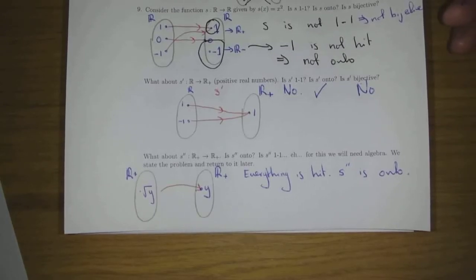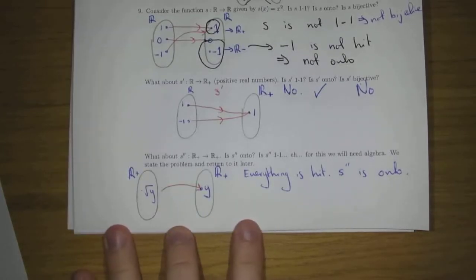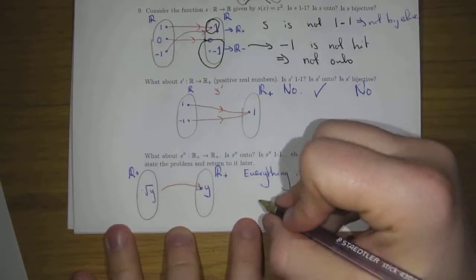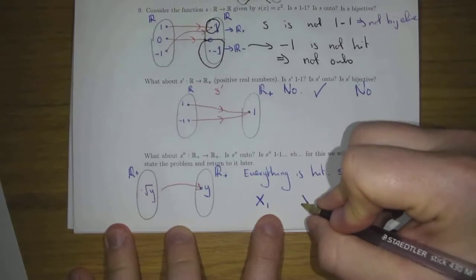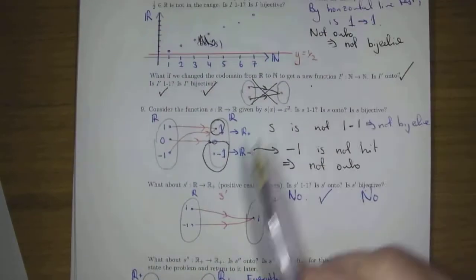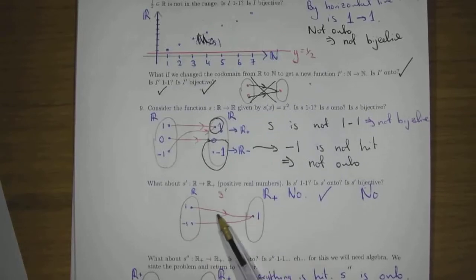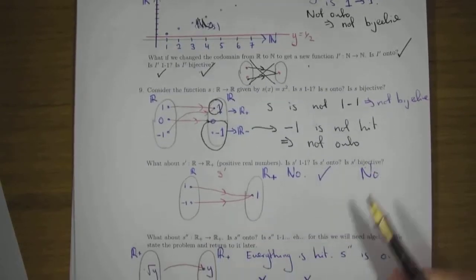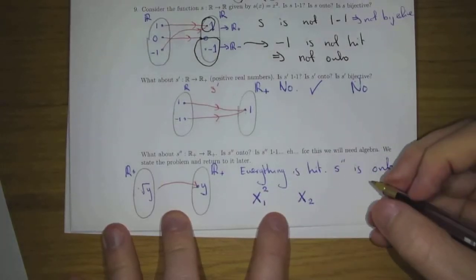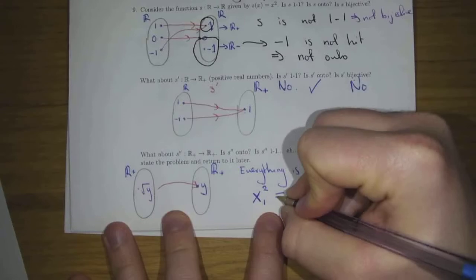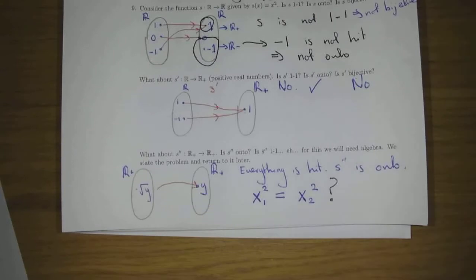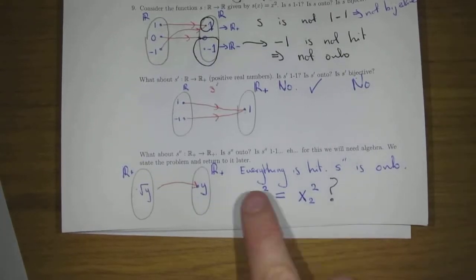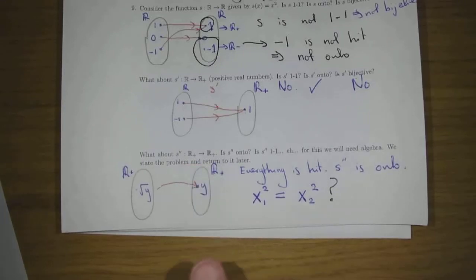Okay, then the other thing we're interested in is, is it 1 to 1? Now this is a bit harder, but basically what you do is you take two inputs, x1 and x2. Imagine them like this, x1 and x2. Is it possible that they both hit the same thing? So x1 is sent to x1 squared, and x2 is sent to x2 squared. Is it possible that they are actually the same thing? And to solve that, we're going to need algebra, and I think we're going to look at it later. And it's going to turn out that this function here is 1 to 1.